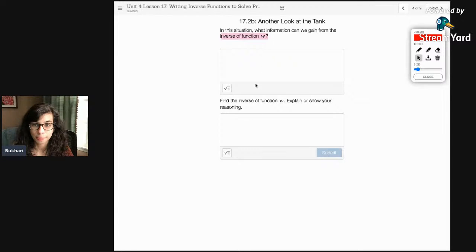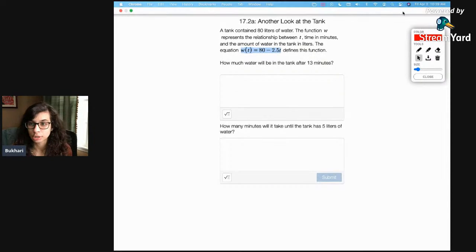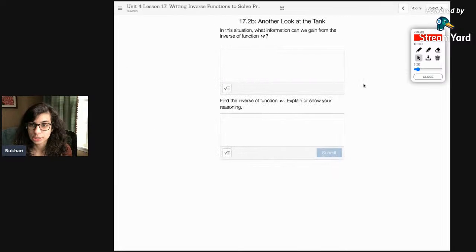finding the inverse function of W. And the very last step, find that inverse and show your reasoning, right? Remember when you're finding your inverse, and if this is something you're struggling with, go to the previous lesson video, right? When finding our inverse, our goal is to isolate our initial output, right? How do I isolate this value? What operations do I see here, right? What do I do to get t?